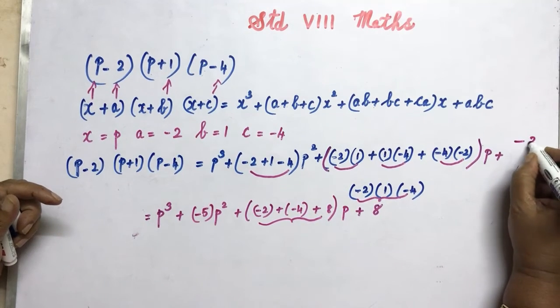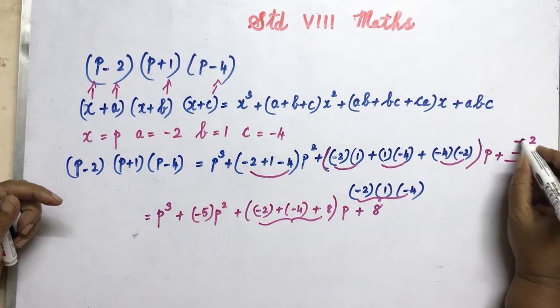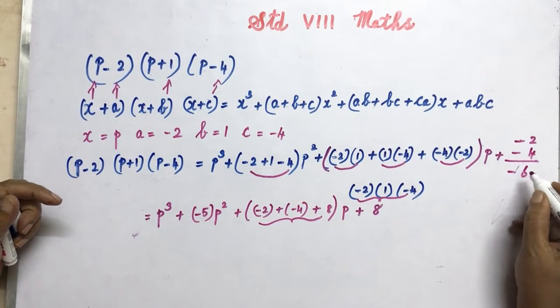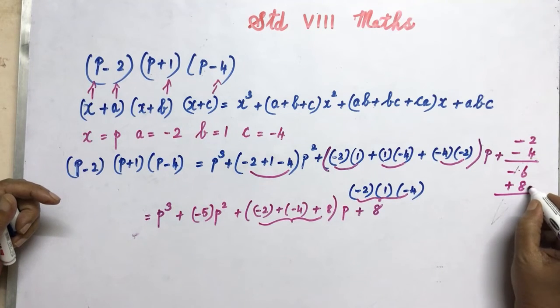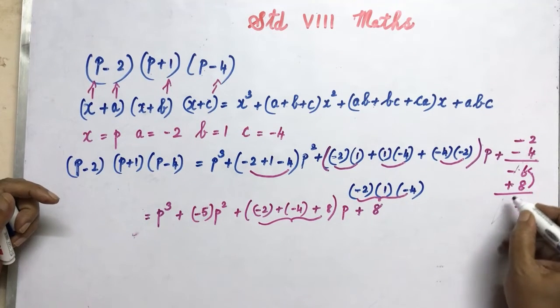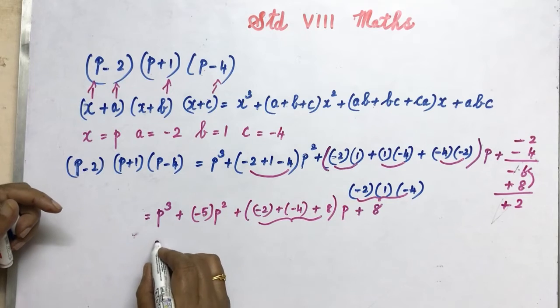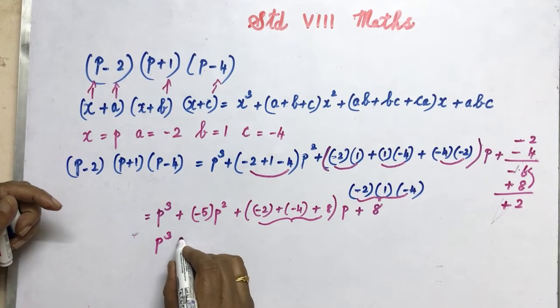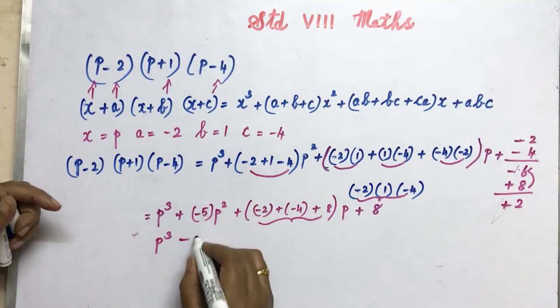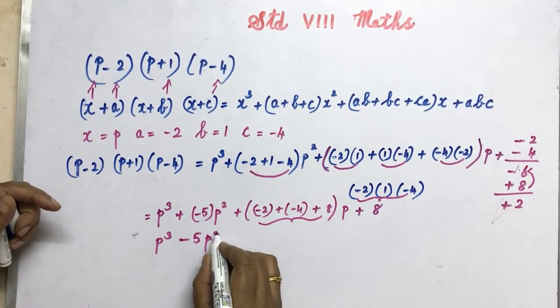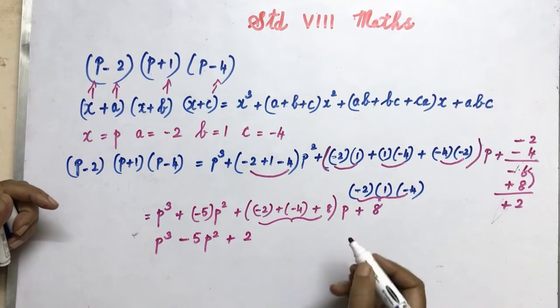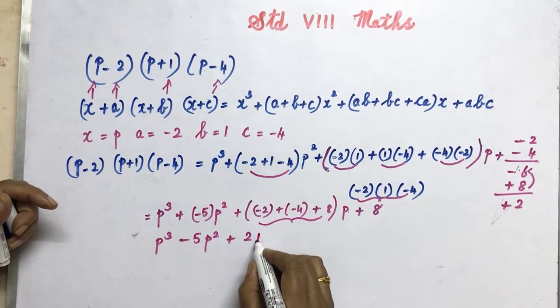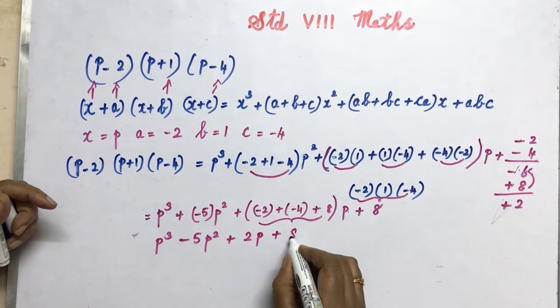So minus 2 minus 4 we should add. If we add we will get minus 6. With that we have to add plus 8, but here we are having different signs, so we have to subtract from the greater number. 8 minus 6 is 2 and the greater number's sign is plus. So here we will get p cube, plus into minus is minus, so minus 5 p squared plus, and for this answer is plus 2, 2 into p plus 8.